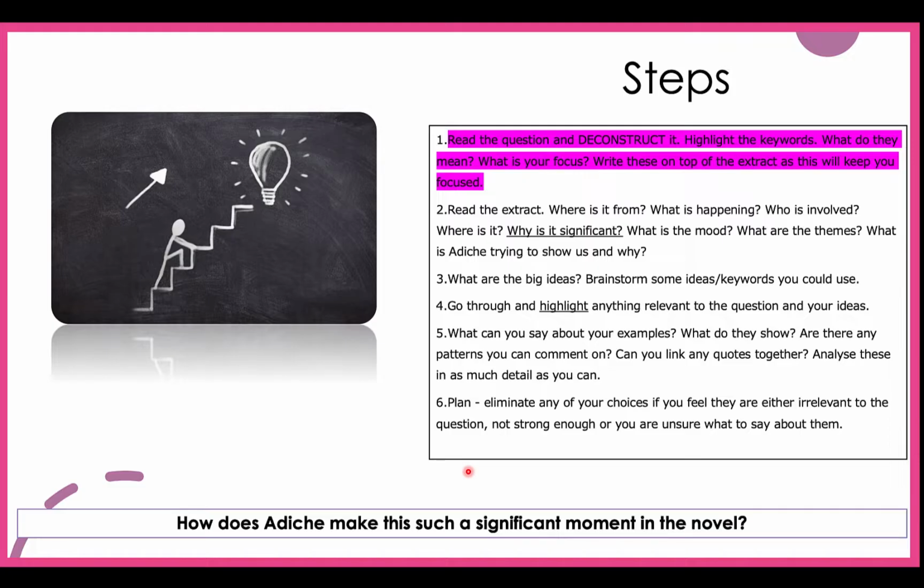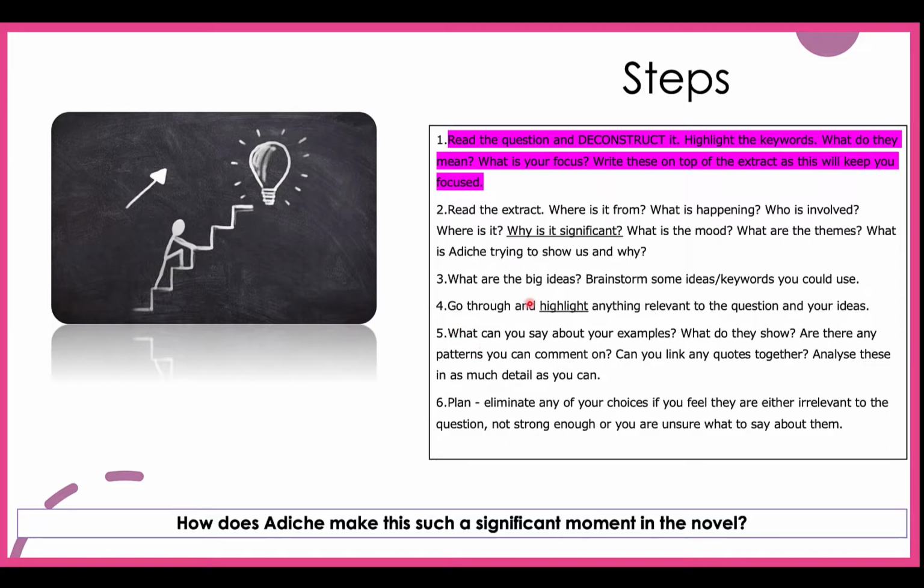So let's have a look at the steps that we go through in order to approach this question. I do like to break everything down into steps. I think it makes things very manageable, but also means that it's easy for you to remember and then just to replicate the same steps in both practice and with your real exam. So the question we're going to be looking at today is this: how does Adichie make this such a significant moment in the novel? And I will show the extract in a second.